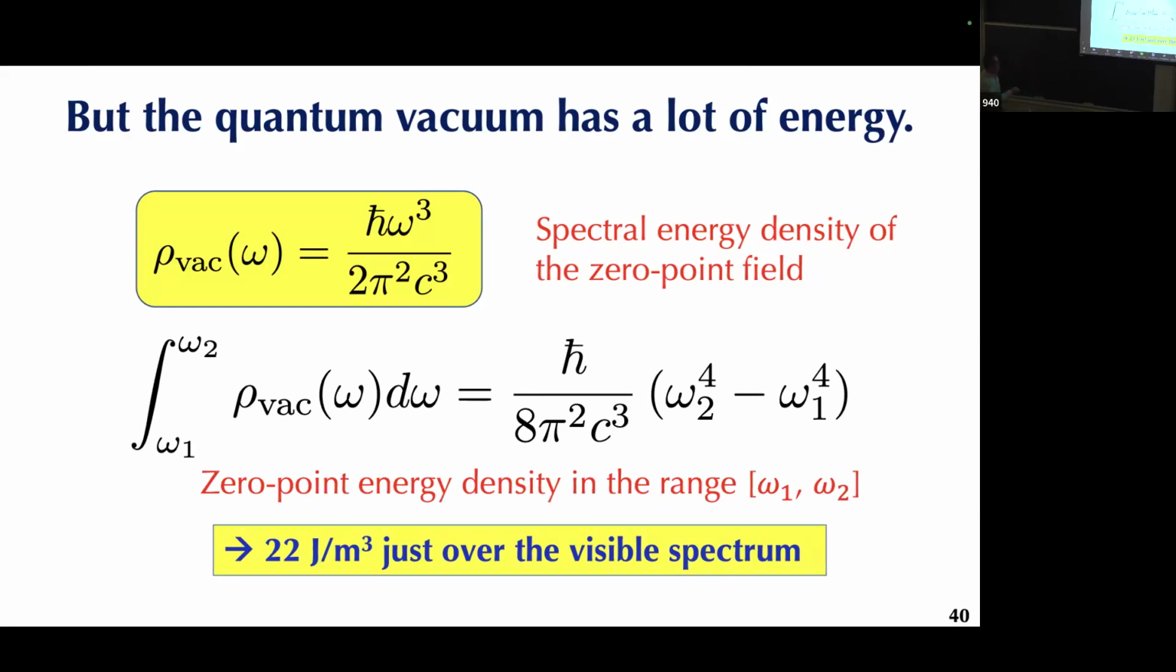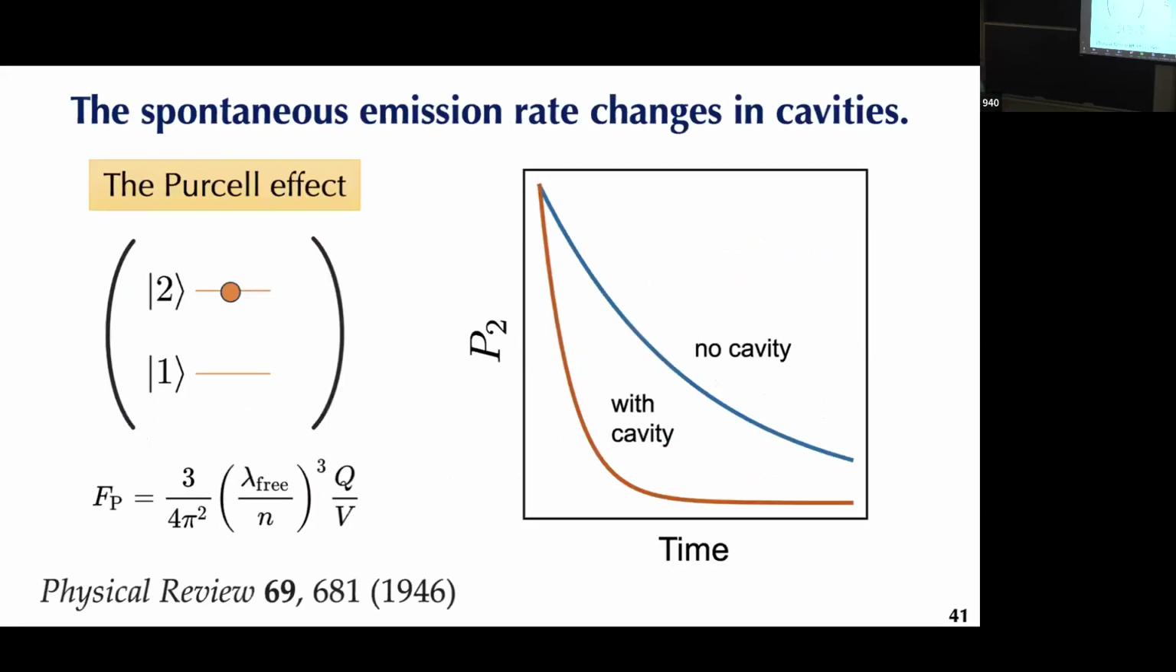So from omega 1 to omega 2, this is the expression that tells us how much energy we have. And in the visible range, we have 22 joules per cubic meter. That's a lot of energy we have. So we should try to take advantage of the existence of such zero-point quantum vacuum fields to do something useful for us. And we already know one very specific example.